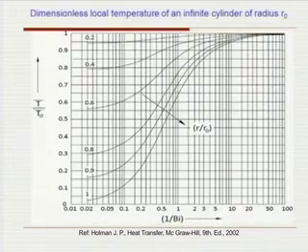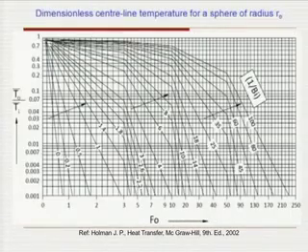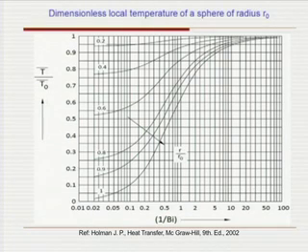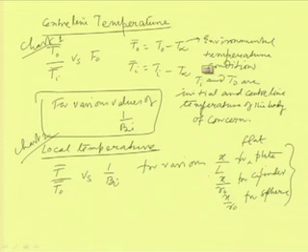Similarly, we have the plot for the cylinder, where x is nothing but r and r naught is its radius, so x by r naught is r by r naught, and there is a plot of dimensionless local temperature versus 1 by Biot number. Similarly, for the sphere there is a similar kind of plot, where again x is equal to r.